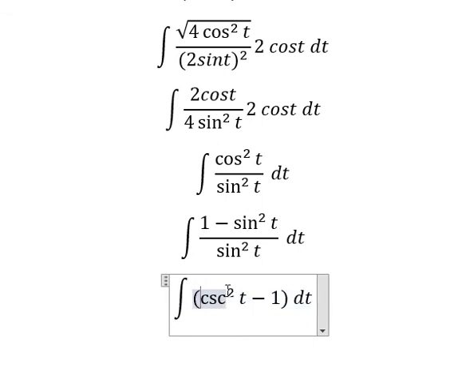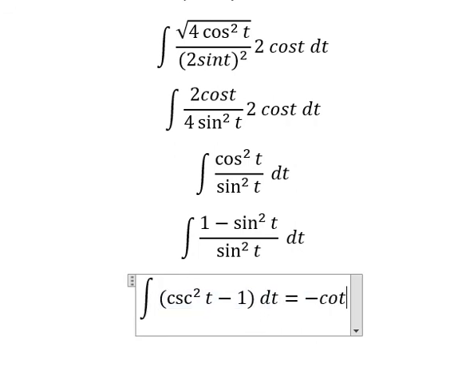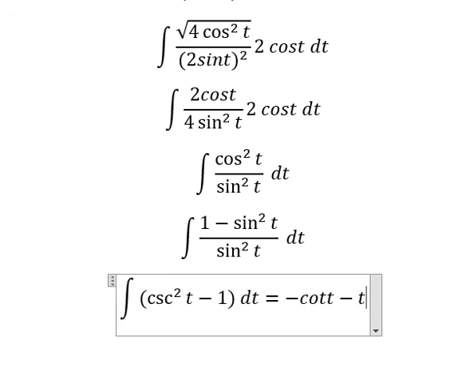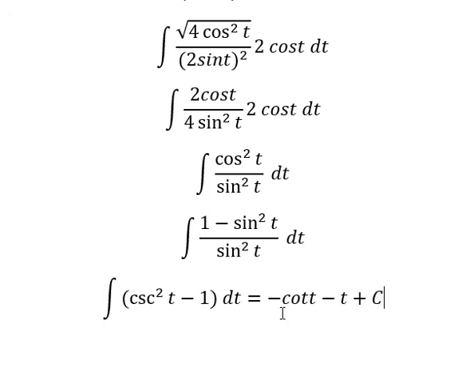The integration of cosecant t square, we will have negative cotangent t. Number 1, we have t. And we put c.